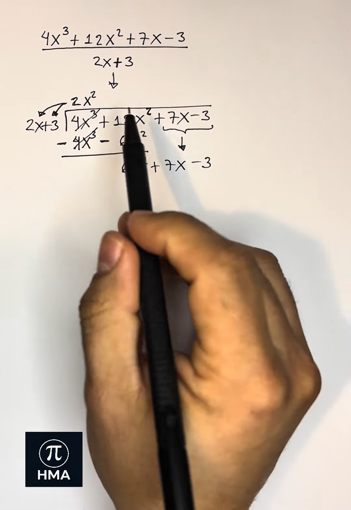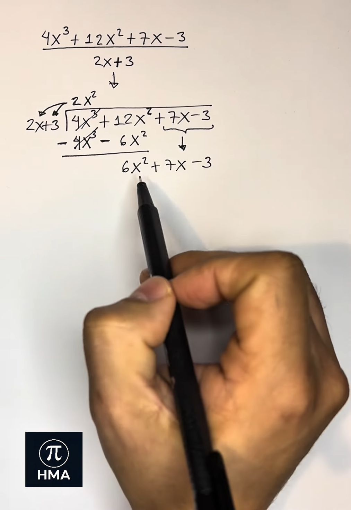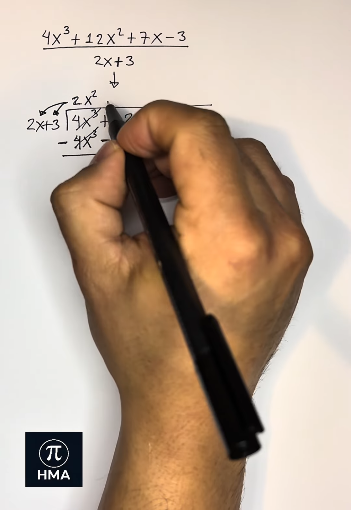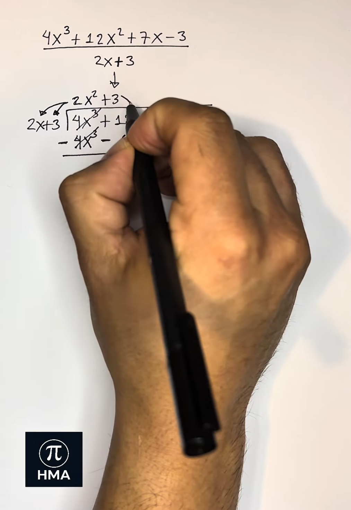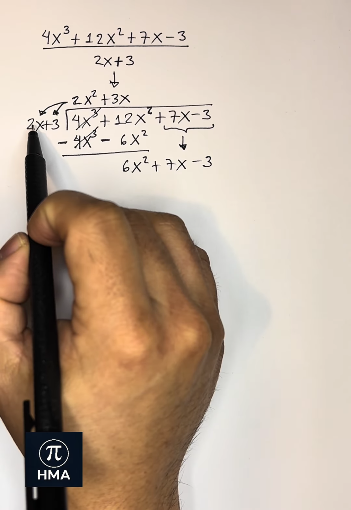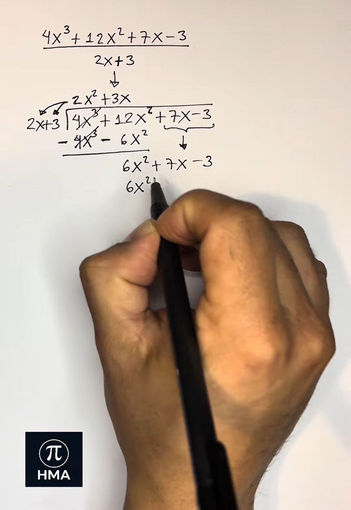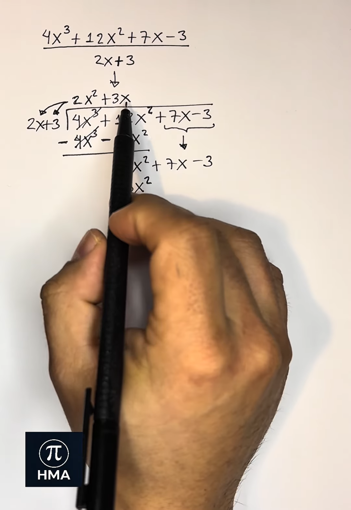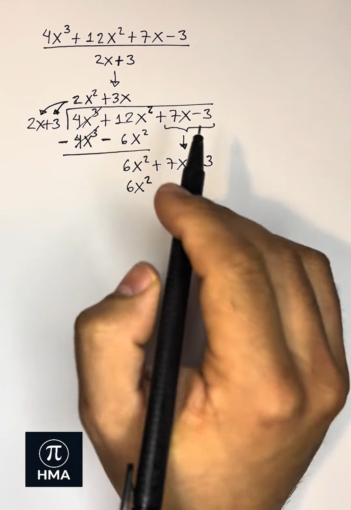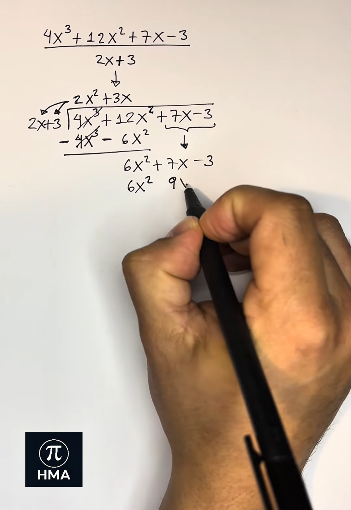Now we need to find another term that when multiplied by 2x, we get 6x squared. In this case, it will be 3x. So when we multiply 3x by 2x, this will result in 6x squared. And we write it below the term that contains x squared. The next will be to multiply 3x by 3. 3x by 3 will be 9x. And we write it just below the term that contains x.